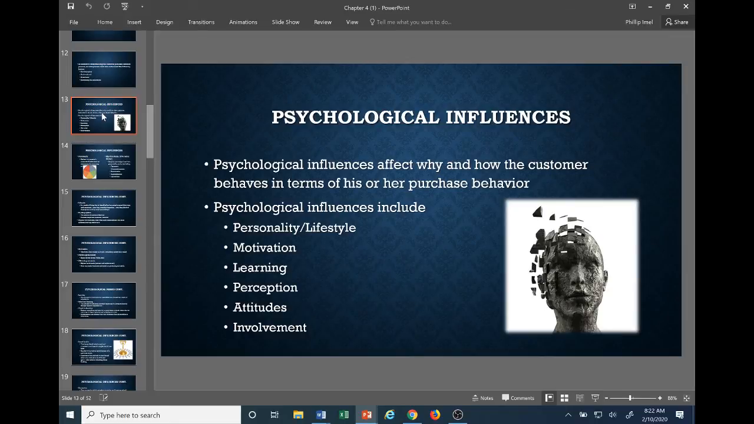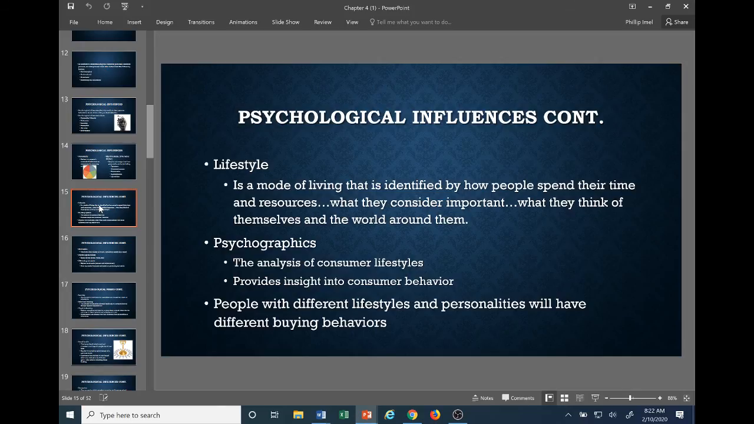So some psychological influences, they affect why and how the customer behaves in terms of his or her purchase behavior. Psychological influences include personality or lifestyle, your motivation, your learning, perception, attitudes, and involvement. We'll start out first with lifestyle. Lifestyle obviously is a mode of living that is identified by how people spend their time and resources, what they consider important, and what they think of themselves and the world around them.